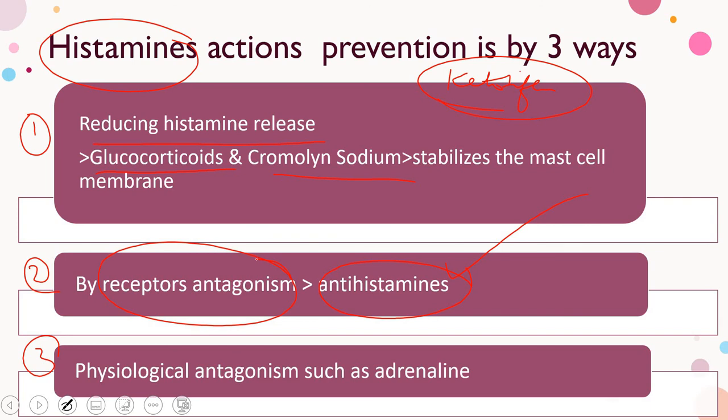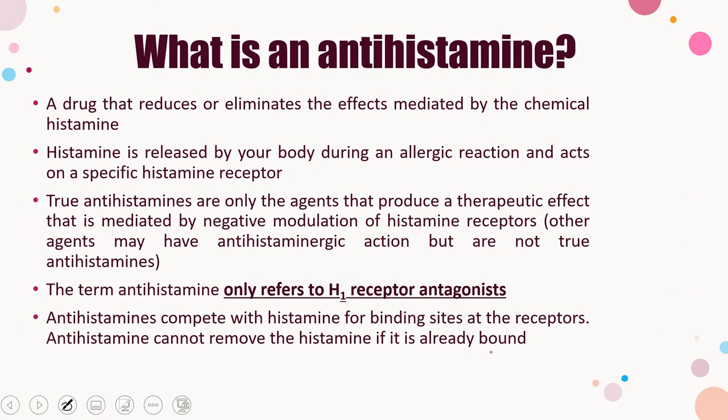The third one is physiological antagonism. When histamine is released there is bronchospasm, there is bronchial secretion, and parasympathomimetic-like activity, and adrenaline is a beta 2 receptor stimulant. It is an adrenergic agonist, whereas histamine is a parasympathomimetic agent. Therefore, adrenaline will antagonize the physiological action of histamine while working at different receptors, and this is called physiological antagonism. So what is an antihistamine?